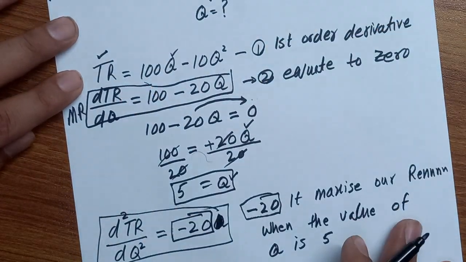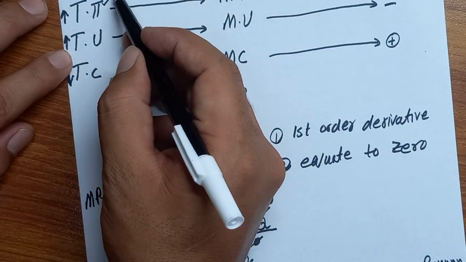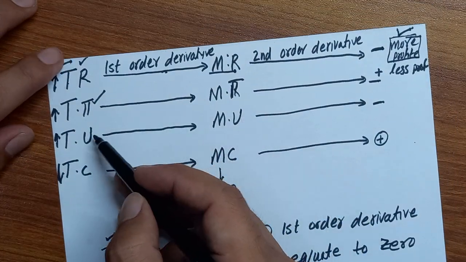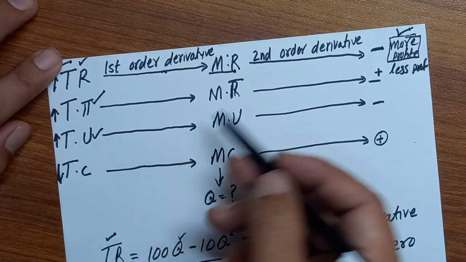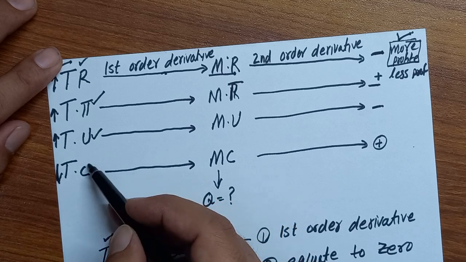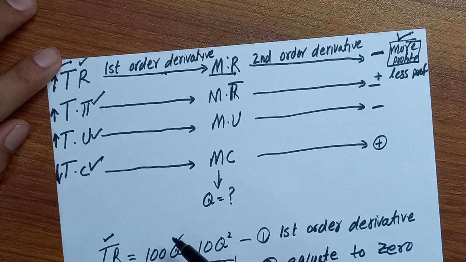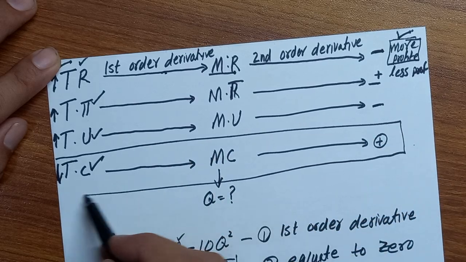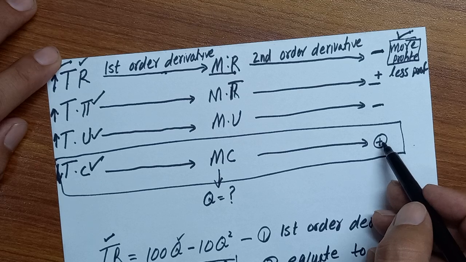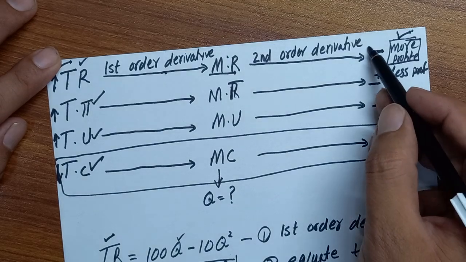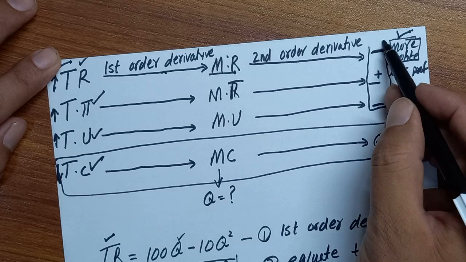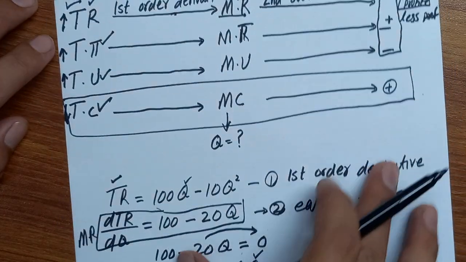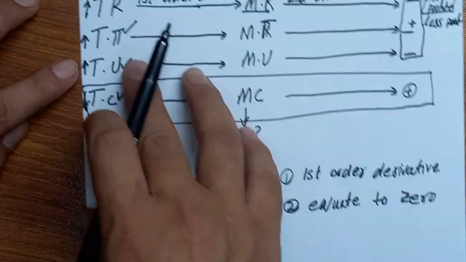So we will follow these steps for profit also. We can also use these steps for total utility. We can also use these steps for total cost. But one thing, only in total cost, the result should be positive. And for the rest, the result should be negative. Remember these points. So we will use this method for all these things.